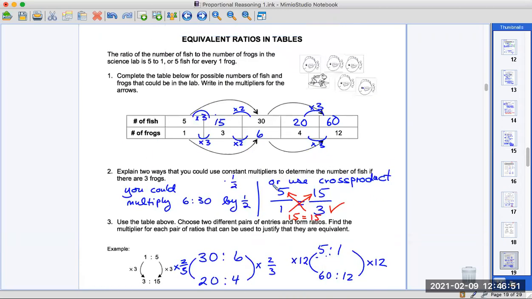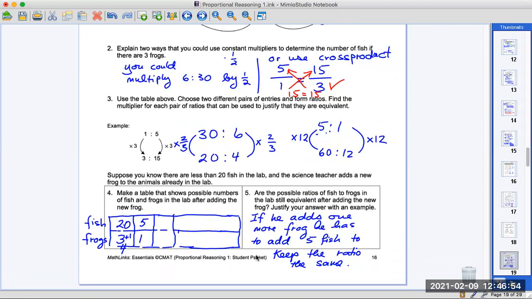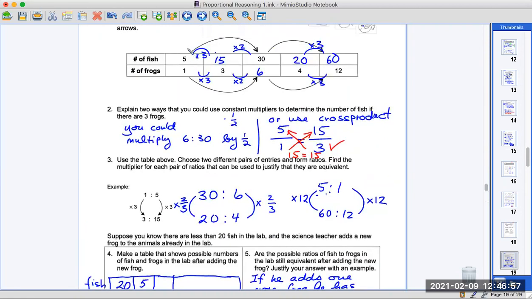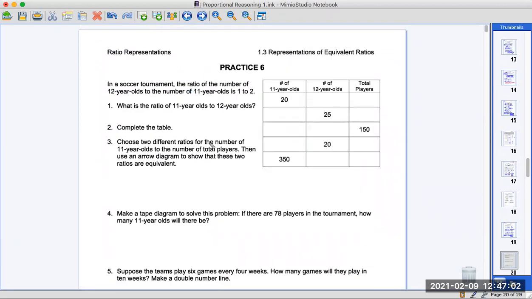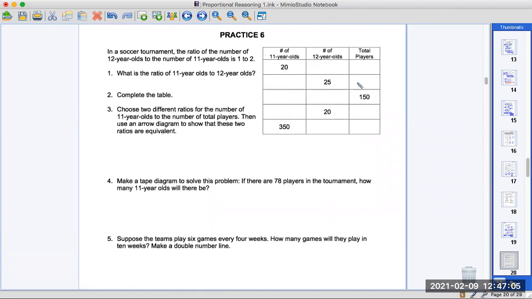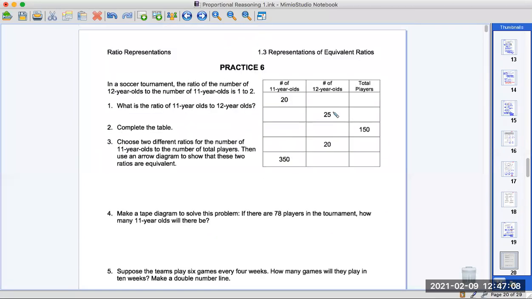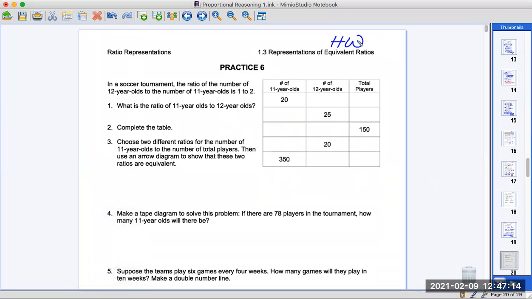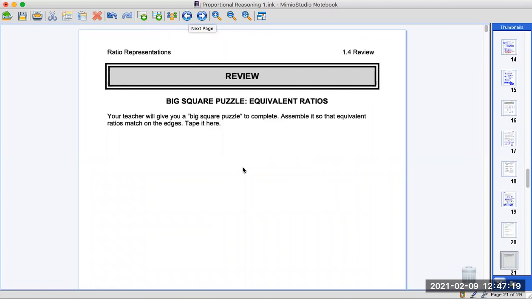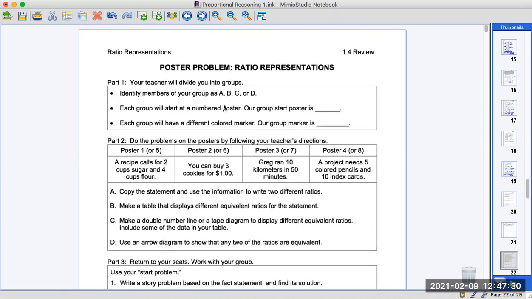All right, this page was notes. Okay. And I believe the next page, if we go to page 17, is homework. It's a practice page. Okay, you're going to fill in this table right here with a ratio. That's the last page. Cool, we're done. Listen, we have more though. Okay, you're going to get this big square puzzle. I'm going to have to print it out and cut it up for you, but you will get that. And I have to give everybody an envelope and you can put it together.